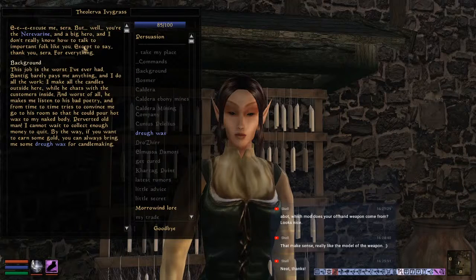This job is the worst I've ever had. Santi barely pays me anything and I do all the work. I make all the candles outside here, while he chats with the customers inside. And worst of all, he makes me listen to his bad poetry, and from time to time tries to convince me go to his room so that he could pour hot wax to my naked body.